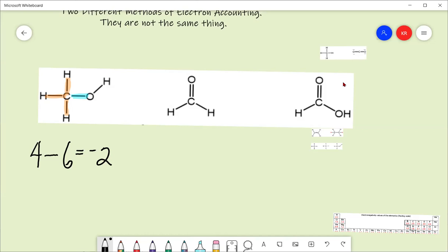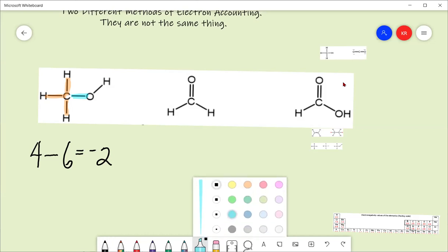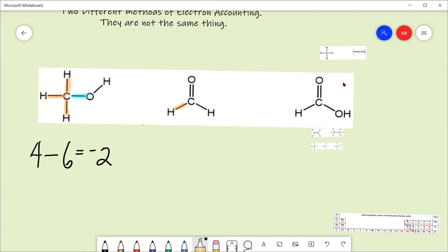Now, if I look at my formaldehyde, what electrons am I going to assign to that carbon? I'm going to assign 2 and 4. So my oxidation state is going to be 4 minus 4 is equal to 0. And then for my formic acid, I'm going to go ahead and just assign these 2. So my oxidation state here is going to be 4 minus 2 is equal to 2.